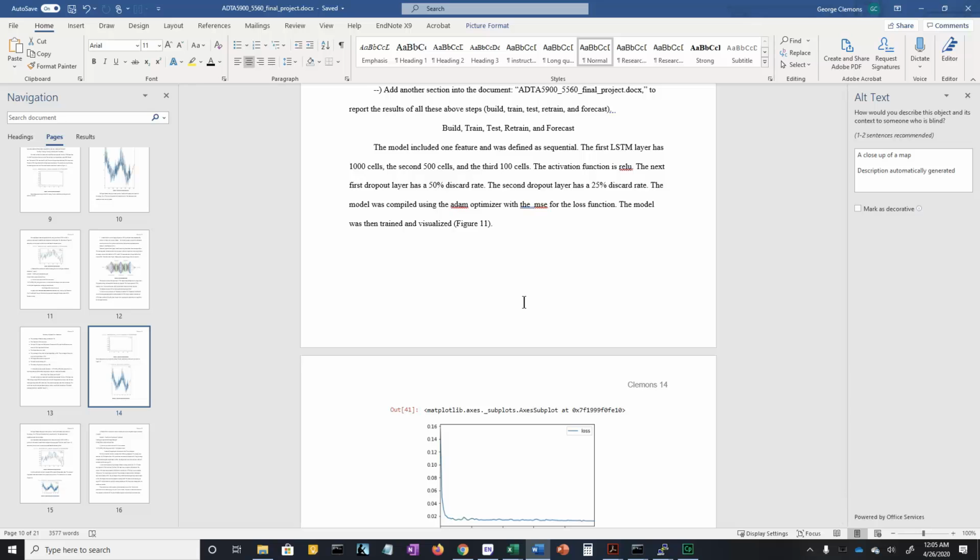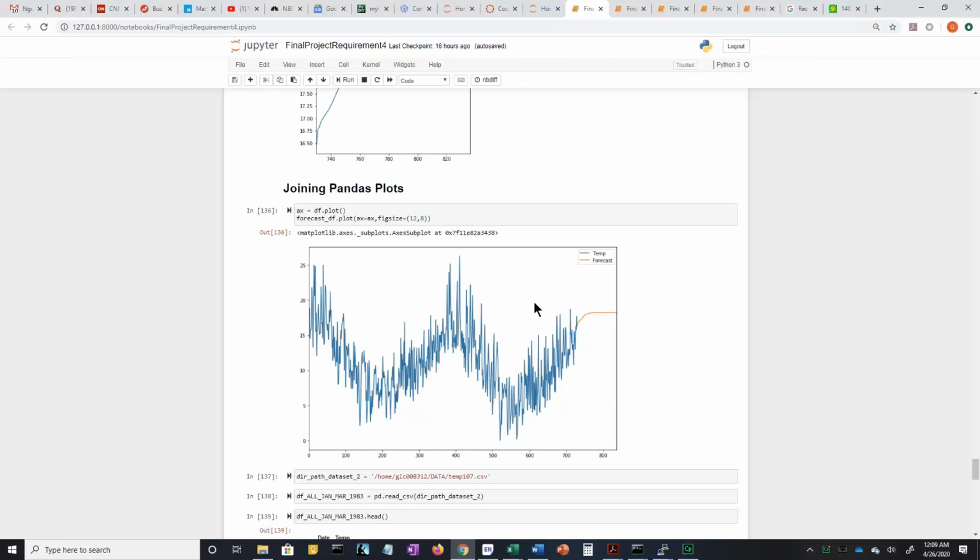And then I had to build, train, test, retrain, and forecast the model. It included one feature and was designed as sequential. As earlier stated, the number of LSTM cells in the LSTM layers was increased drastically. The activation function is ReLU, and the model again used the ADAM optimizer with the MSE for the loss function. The result was actually disappointing.